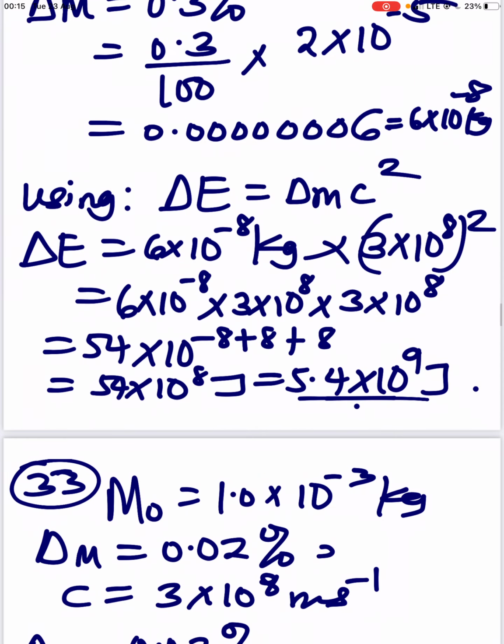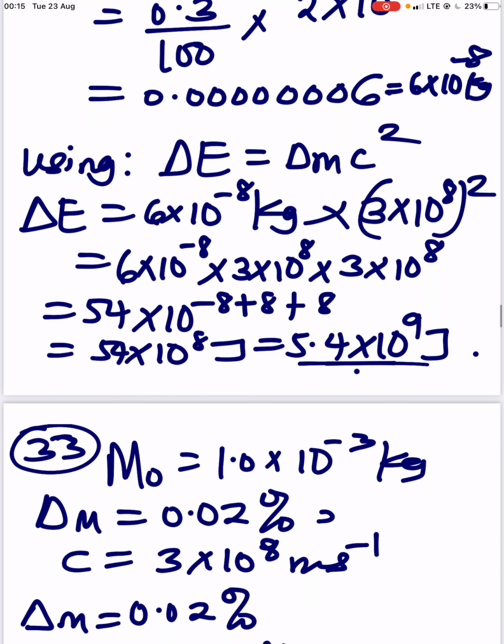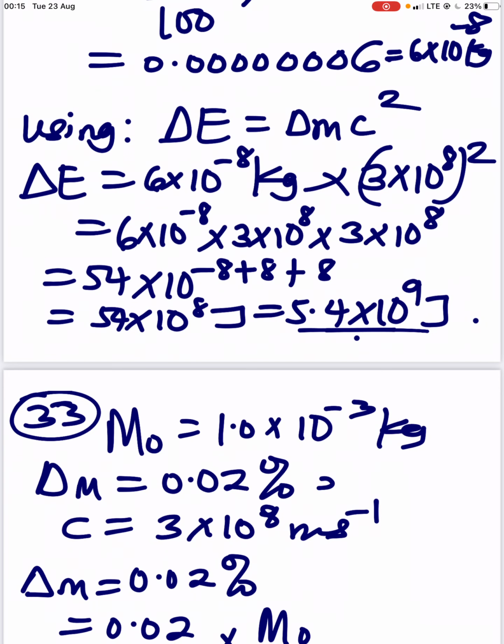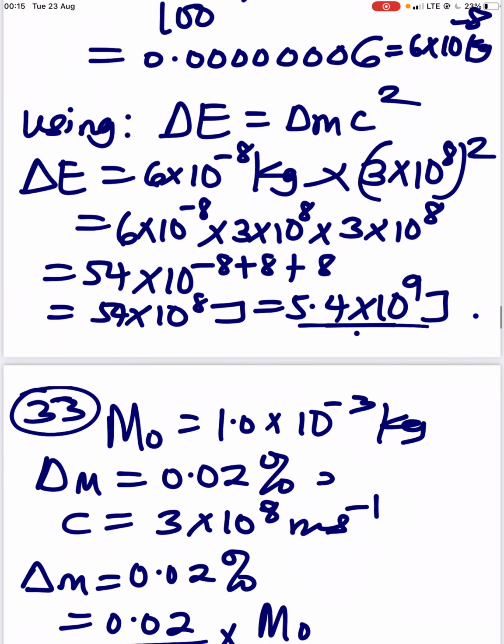That mass is the loss in mass. So that gives us 6 times 10 raised to the power minus 8 kg times 3 times 10 raised to the power 8 all squared. And if you compute that, the way I've done it here, you get 5.4 times 10 raised to the power 9. This is very essential.